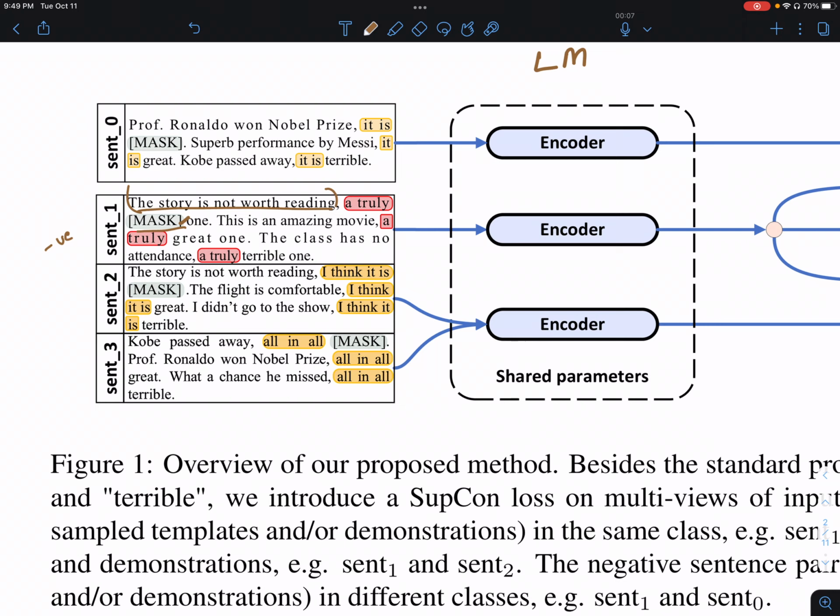So this is a prompt, and recently it's been shown that adding demonstrations along with your prompt boosts the performance of the language model. Here they have a positive and a negative example, right? This is a great one is a positive demonstration, and a terrible one is a negative demonstration. They append that along with the prompt and present that to the language model.